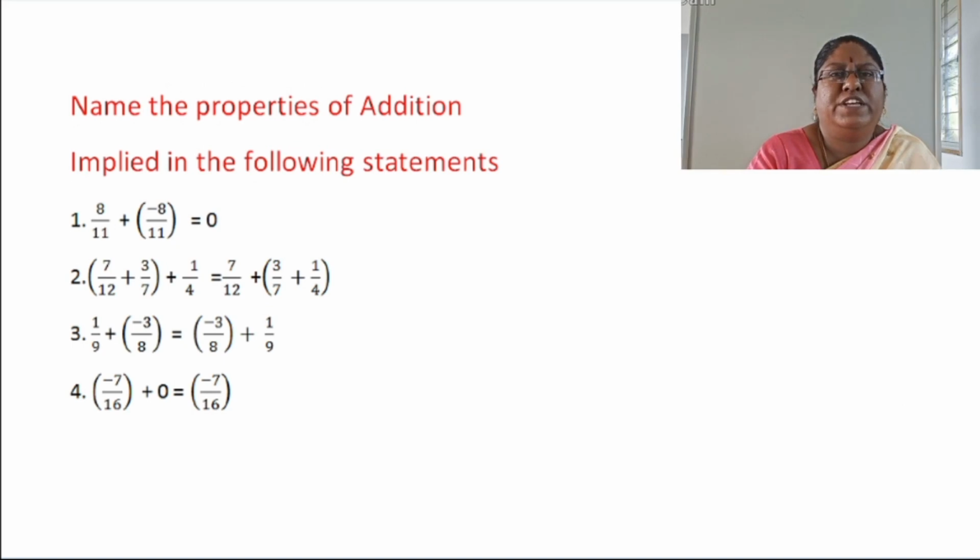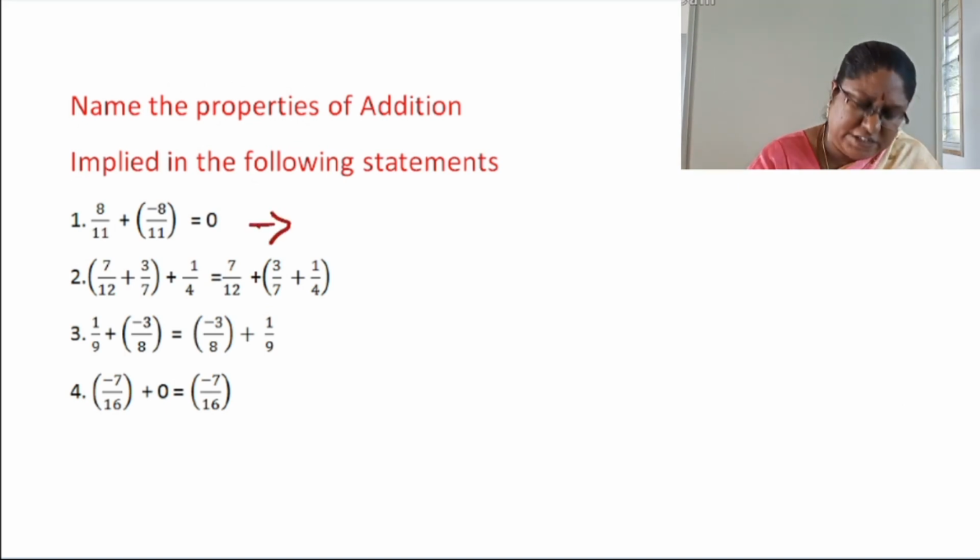So, what are the properties we have seen? Closure property, associative property, commutative property, identity, and then the additive inverse. Now you are going to apply these. Name the properties of addition implied in the following statements. How can you find it? It will be in the exercise, so refer to it.